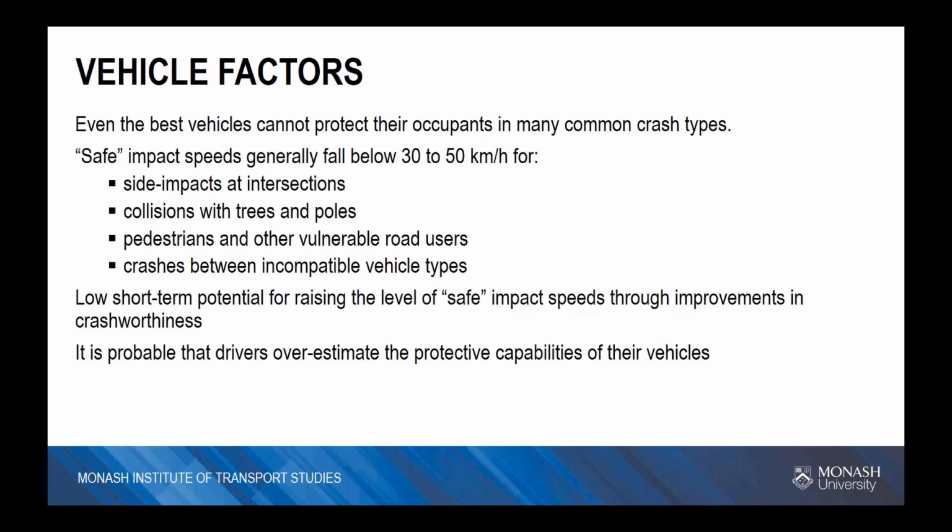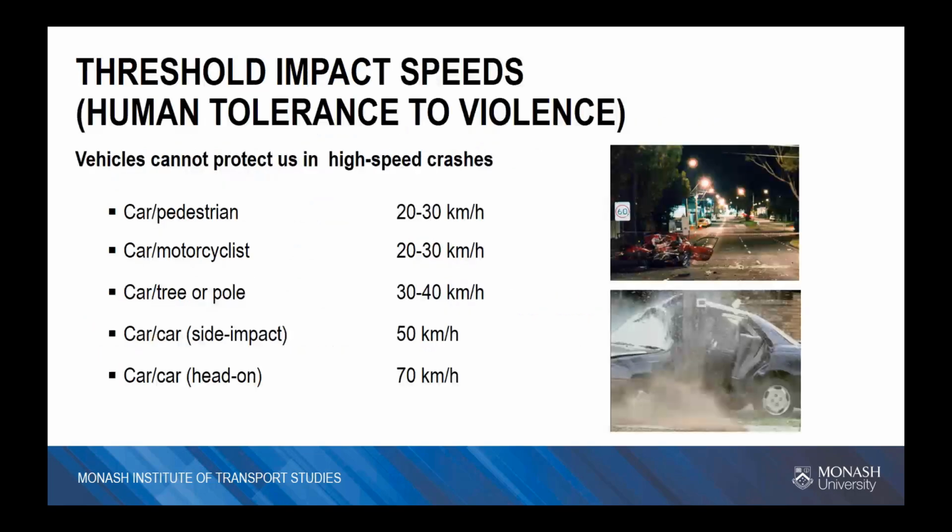Even the best vehicles can't protect occupants in many common crash types. As I've said before, safe impact speeds generally fall below 30 to 50 kilometres per hour, and this really depends on the type of crash. And in general, it's assumed that drivers do tend to overestimate the protective capabilities of their vehicles.